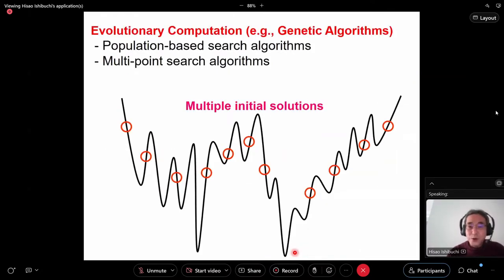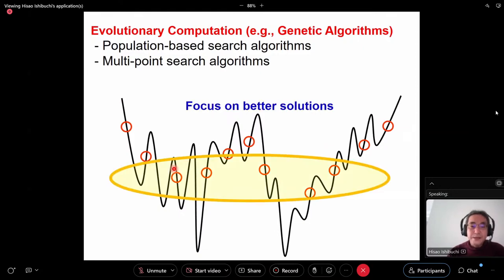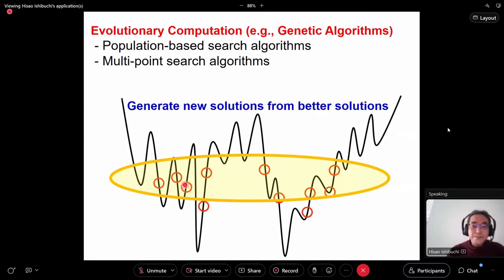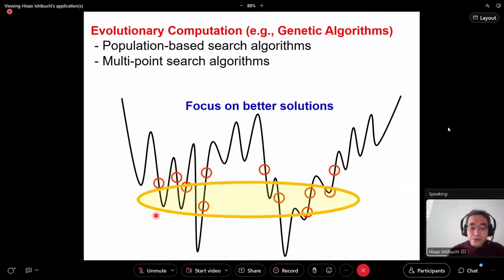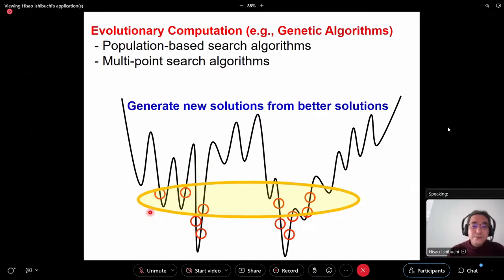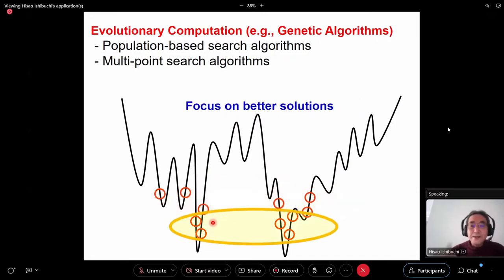Evolutionary computation is totally different. The main difference is in evolutionary computation, we have many solutions, multiple initial solutions. First, these many solutions are randomly generated. Then, among these many solutions, we select only better solutions. And using these better solutions, we create new solutions. Then, from these solutions, we can focus on better solution. Again, from better solution, we can generate new solution. In this manner, using many solutions, we can gradually improve the solution set. This is the basic idea of evolutionary computation.